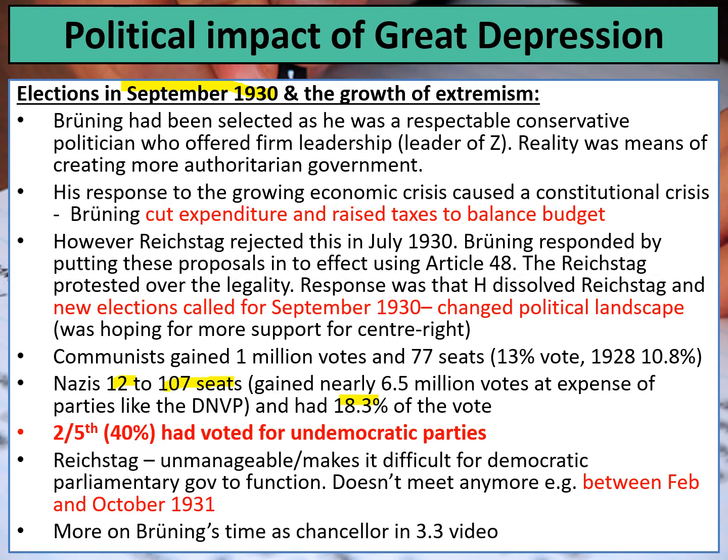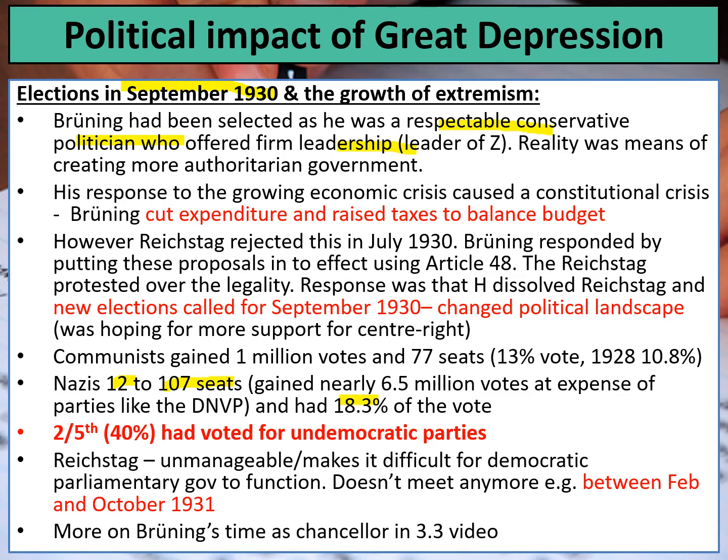So Müller has quit. Brüning has become the new chancellor after Hindenburg decides to put him in that position, and he was picked, as we mentioned already, because he was authoritarian. He was essentially a respectable conservative politician who wanted firm leadership in times of crisis especially, and the reality was that they were using him to establish this new authoritarian rule.